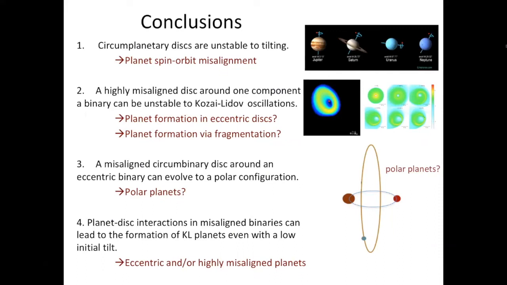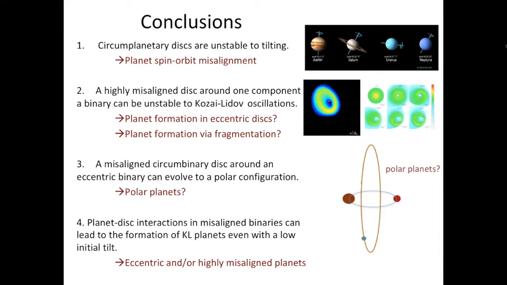These oscillations may also occur if a protoplanetary disk around one component of a binary forms at high inclination through stochastic processes such as turbulence during the star formation process. The Kozai-Lidov oscillations damp out unless there's a continuous source of high inclination material. But this may occur if there's a highly misaligned circumbinary disk feeding the formation of the circumstellar disks. Planet formation may proceed quite differently in an eccentric disk compared with a circular orbit disk.